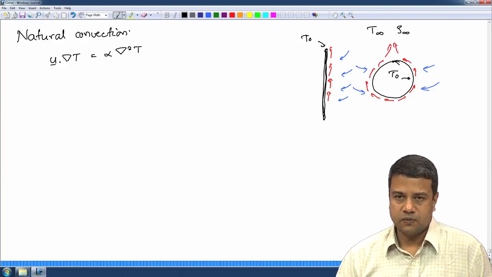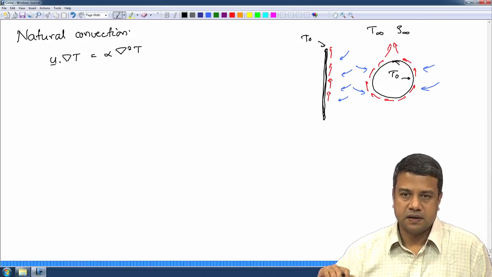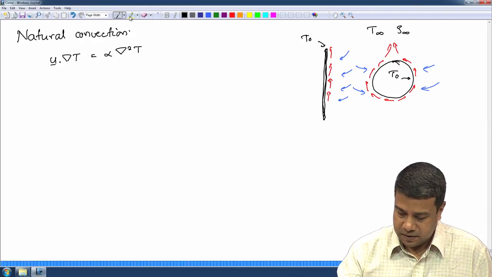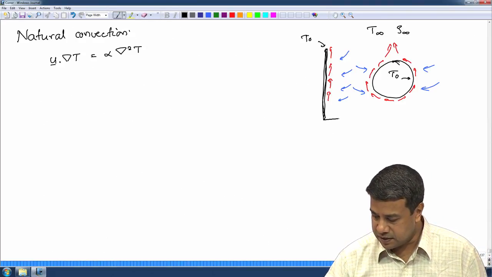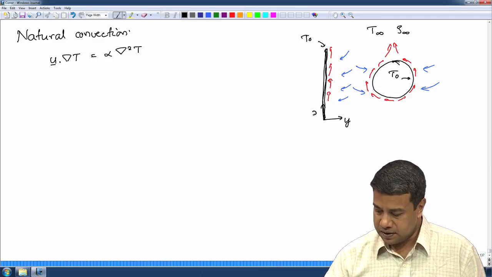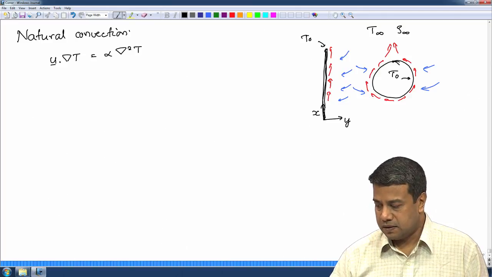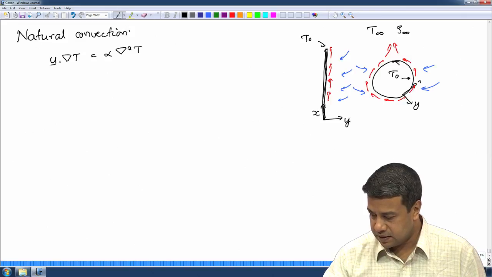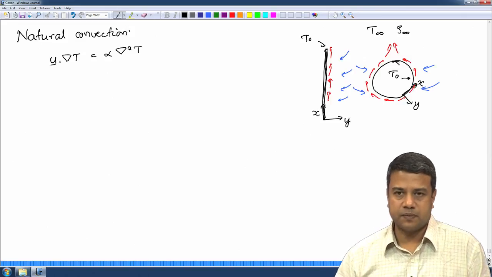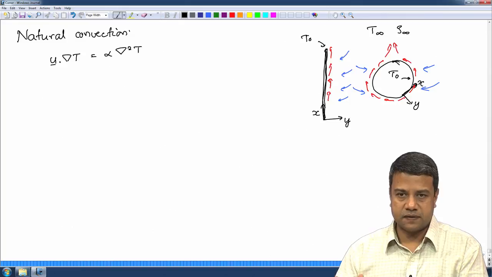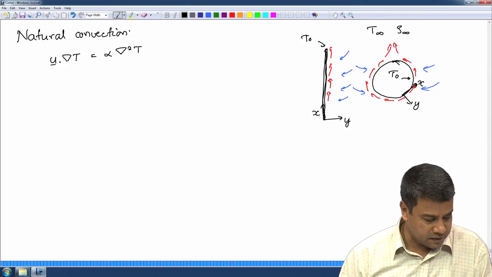In this case, the streamwise direction is along the surface, the cross stream direction is perpendicular to the surface. So, a natural coordinate system would be to consider the cross stream coordinate as y and the streamwise coordinate as x. Or in this case, I would consider y and x at each location on the surface, depending on the orientation of the surface. The streamwise direction is along the surface, the cross stream direction is perpendicular to the surface.